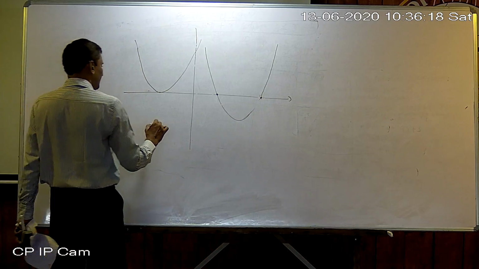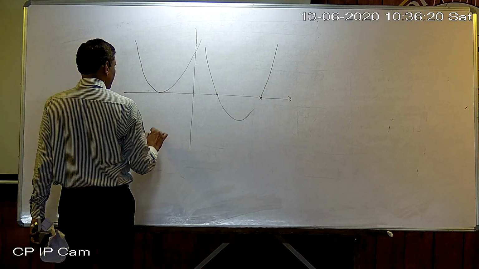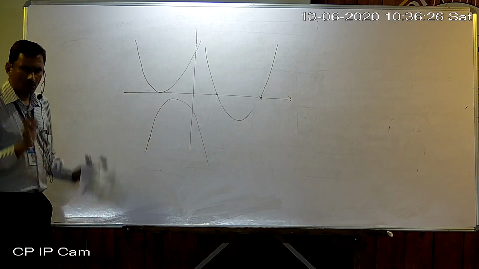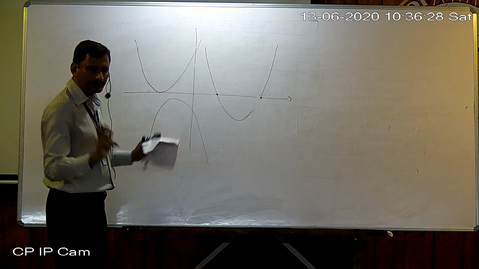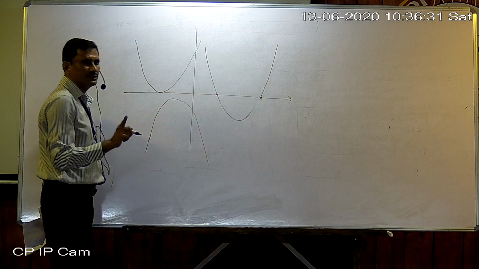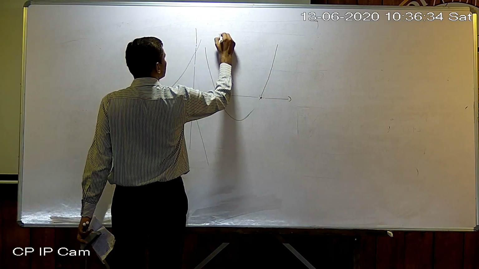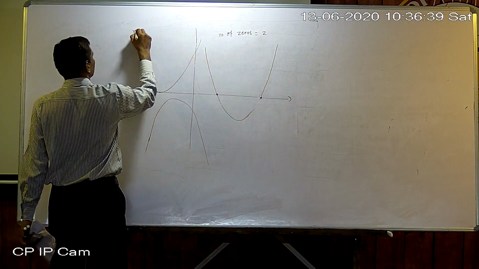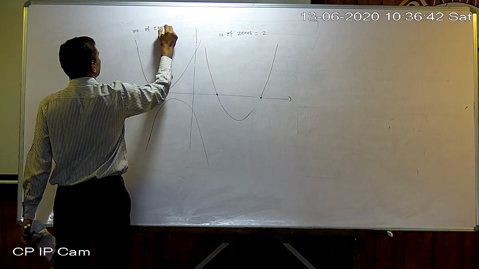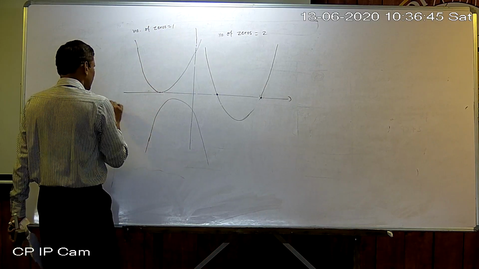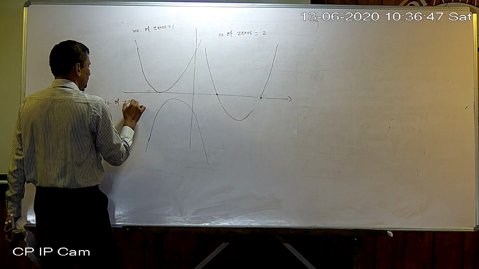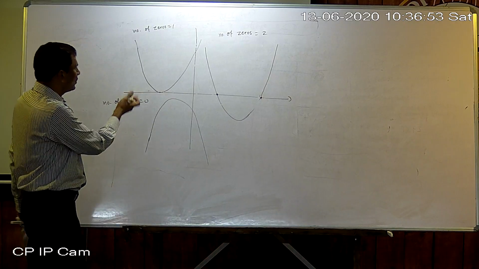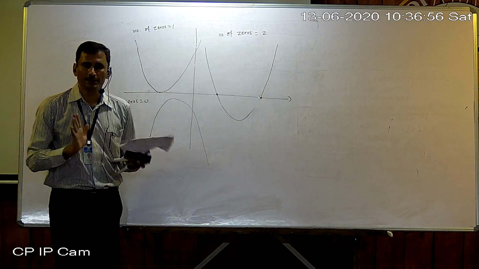Suppose it is given like this. Inverted or upright is not important for you. You just look at the number of intersection points with the x-axis. So here in the first one, the number of zeros is 2. In the second one, the number of zeros is 1. Number of zeros 1, not value 1. Now the number of zeros is 0. Number of zeros 0 means no intersection point. Now all these graphs are of quadratic polynomials.